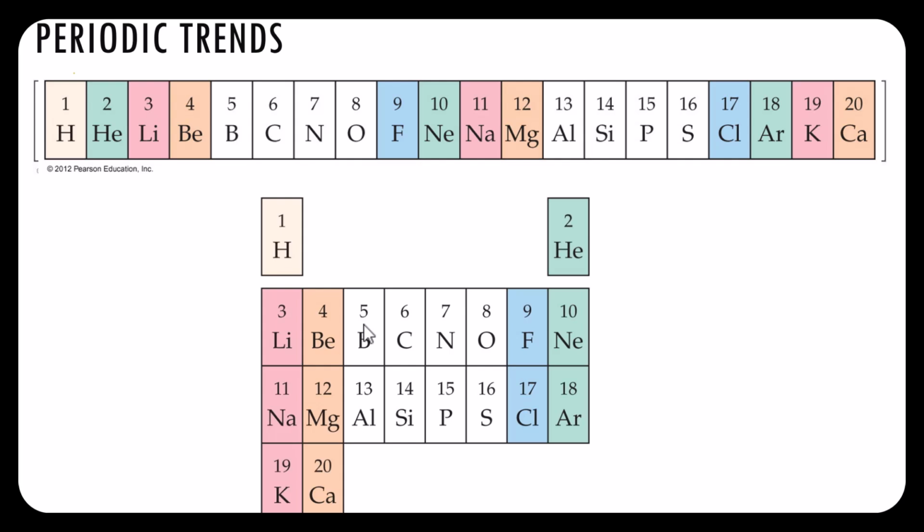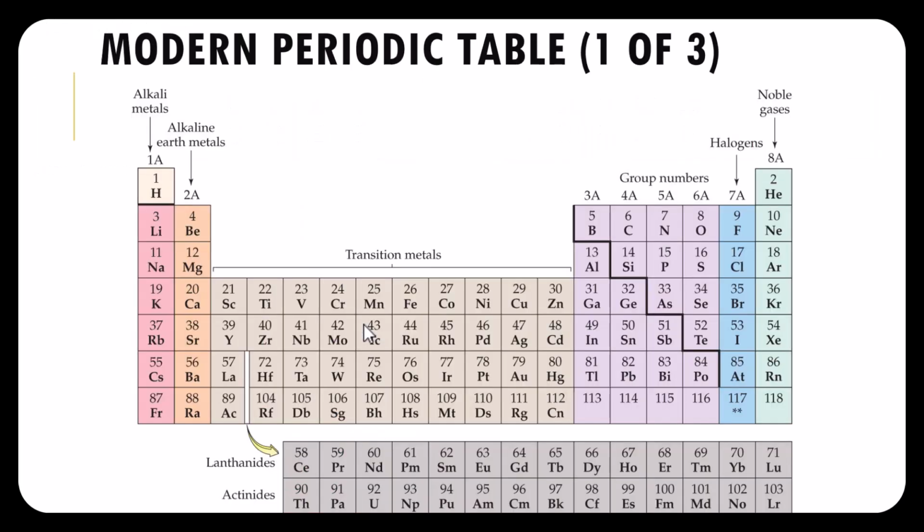So I'm going to show you a series of periodic tables. They're going to be very strategically colored to talk about different topics. So here's the first look at our modern periodic table. What this one highlights is the names of different groups. The columns here, we call them groups.